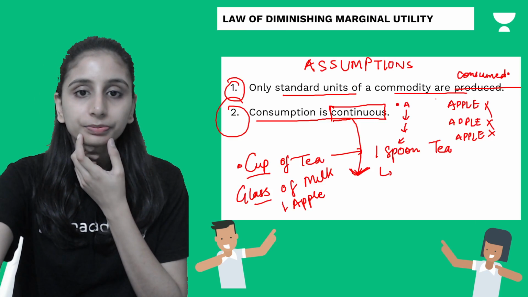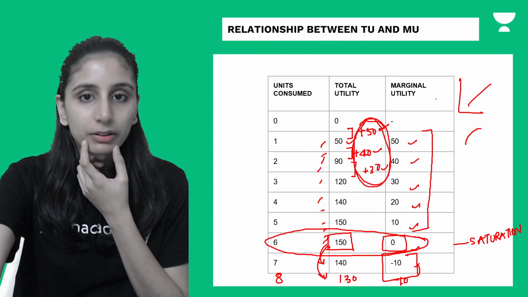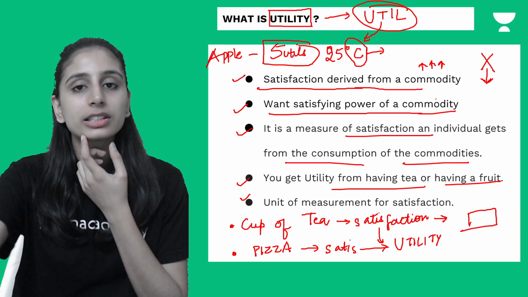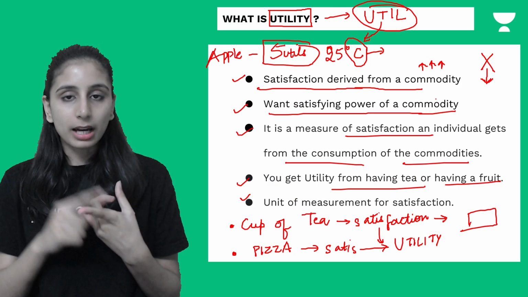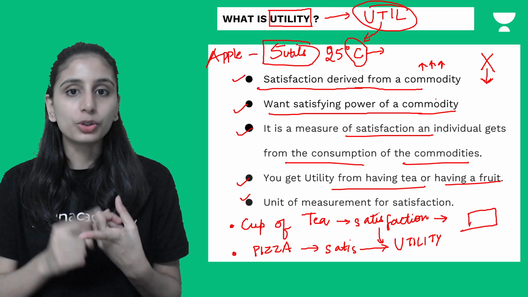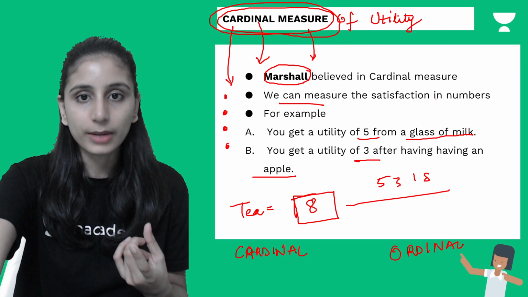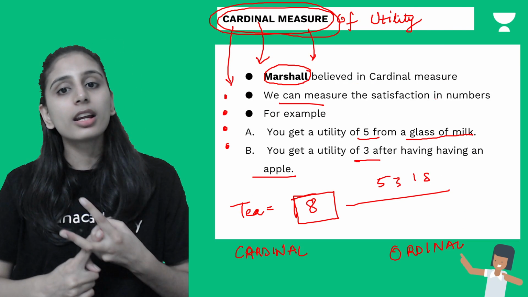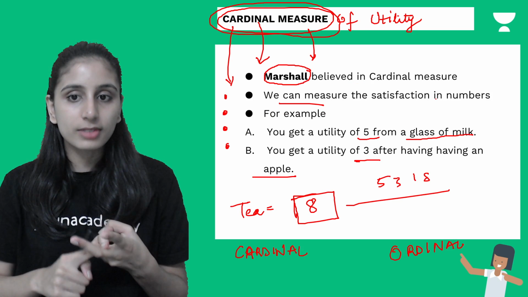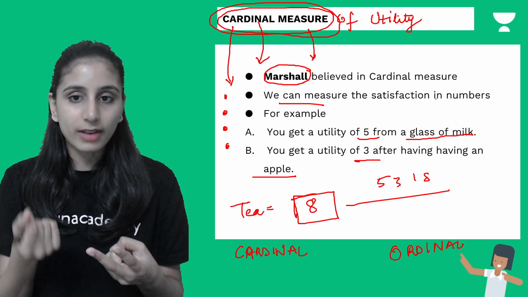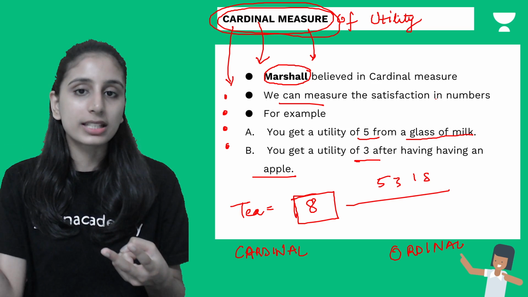Now I have covered all the concepts. I'll do some MCQs with you. Let's see हमने आज क्या क्या किया है. हमने पढ़ा है what is utility. ठीक है. Utility is nothing but satisfaction derived. उसको हम utils में measure करते हैं. Second, we have seen the cardinal approach which was given by Marshall, which he said कि we can measure satisfaction in absolute numbers like 8 utils, 7 utils.